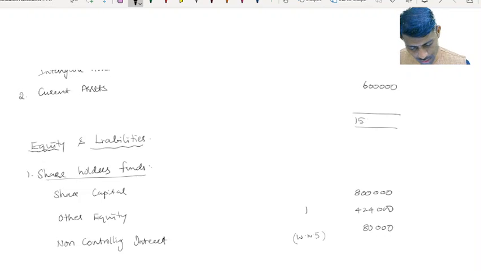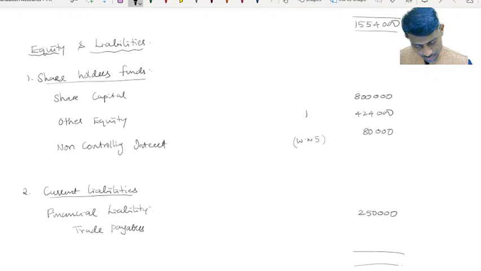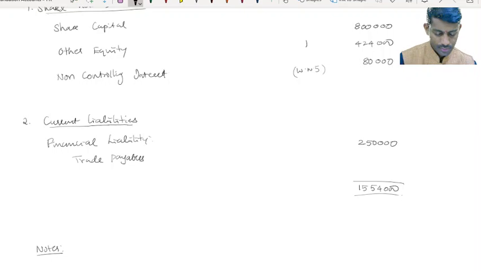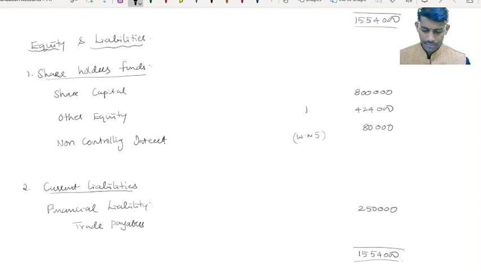Is it 15 lakh 54,000? 15 lakh 54,000. Is it tallied? Yes. Yes, sir.